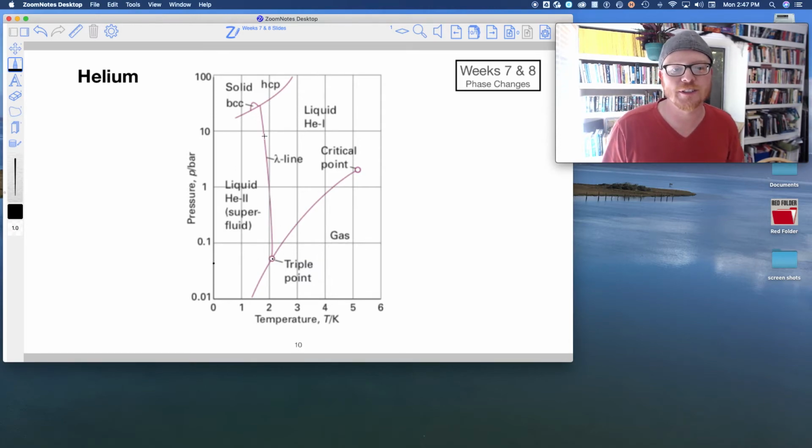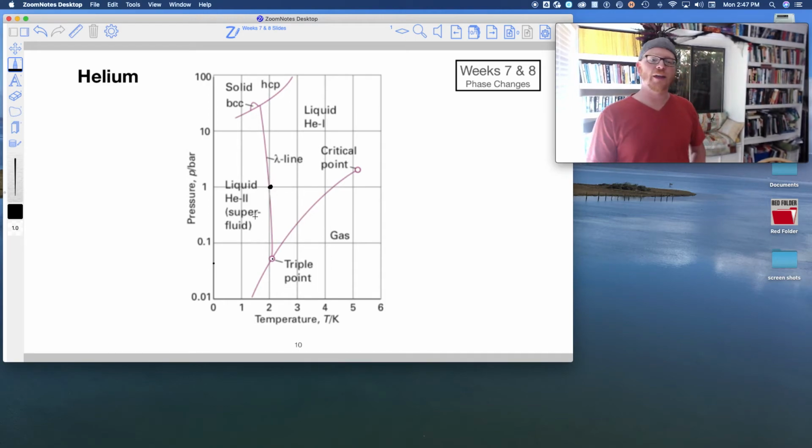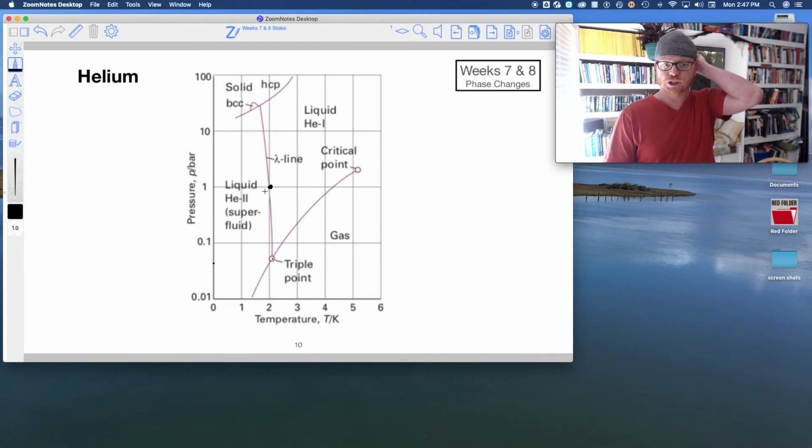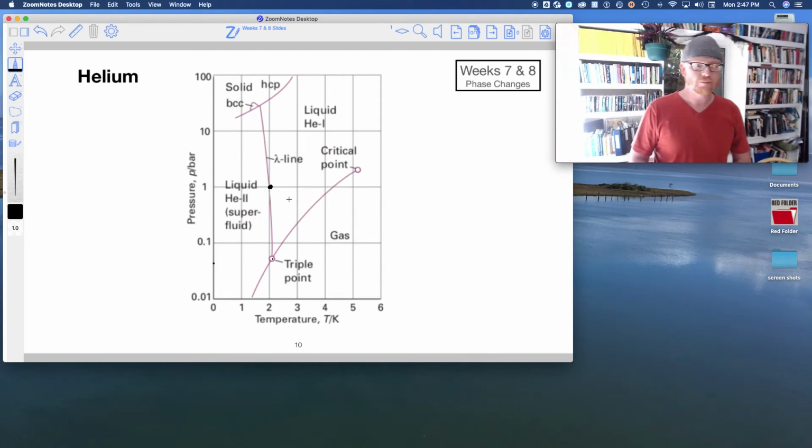But now you notice there's this interesting thing called a lambda line. I'll get more into what that lambda line means in the coming lectures. But check this out, right at 1 bar, that's roughly atmospheric pressure, it's right there, okay? And on the other side of that, it's a superfluid. So just warmer than 2 Kelvin, it's just regular old liquid helium.